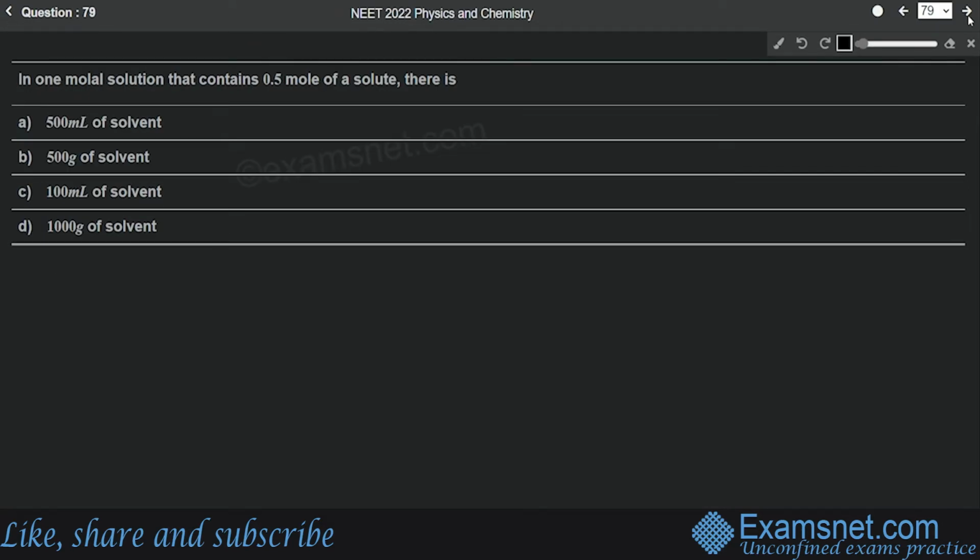Question number 79 is from the chapter solutions, and the question is in 1 molar solution that contains 0.5 mole of a solute, there is, so in the options we are given the amount of solvent, right? Now 1 molar solution means what? The molality of the solution is 1, okay, and molality is denoted by small m, and that is equal to number of moles of the solute divided by mass of solvent in kg. Now here molality is already given, that is equal to 1. Number of moles is also given, 0.5, and mass is not given.